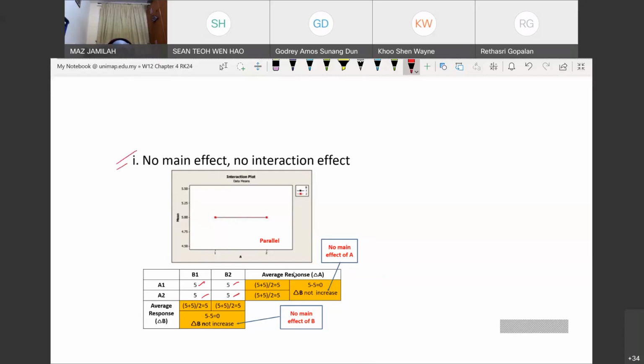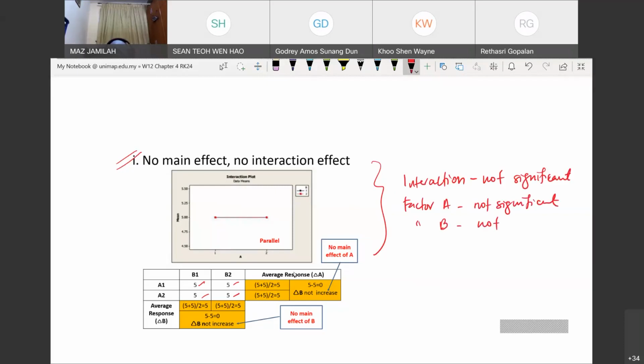Class, can you understand the first plot? In this case, the interaction is not significant, factor A is also not significant, and factor B is also not significant. That means all of the factors and the interaction are not significant. In this case, what happened, class? There could be a mistake in choosing the levels of factor A as well as factor B. Even though there is no interaction, if you have a factor A effect and factor B effect, that should be okay. But now everything has no effect, so there must be something wrong with the setting of the experiment.